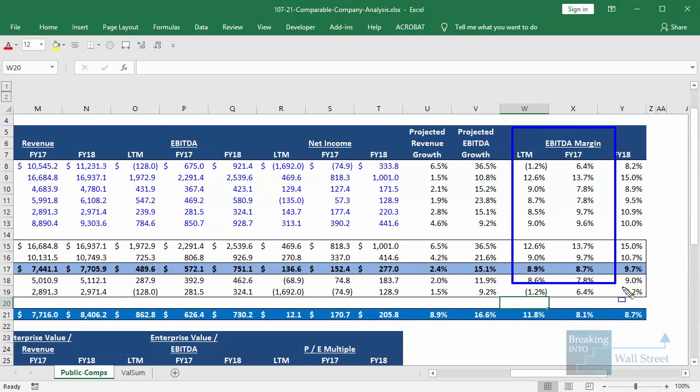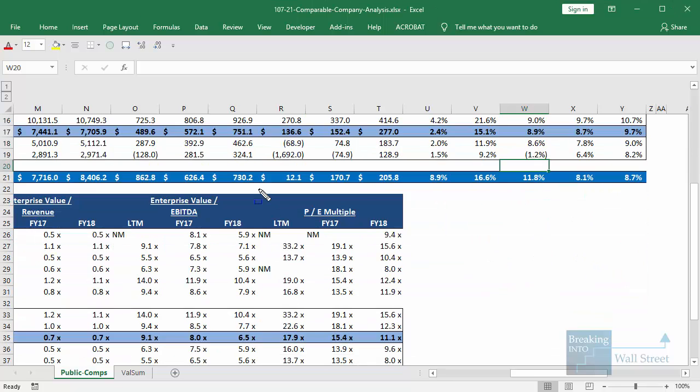We also look at EBITDA margins just as a way to see if these companies are really similar. It would be slightly concerning if one company had a 30% margin and all the rest had 5% margins, for example. But here they're in roughly the same range overall. And we also look at PE multiples, although they're a little bit less meaningful in this case because they're a bit all over the place.